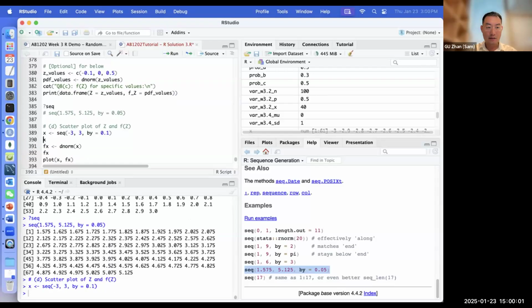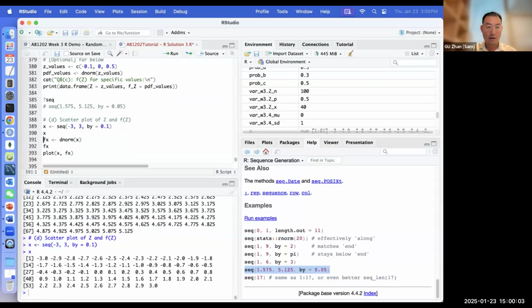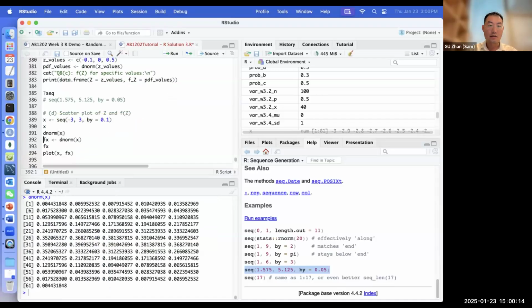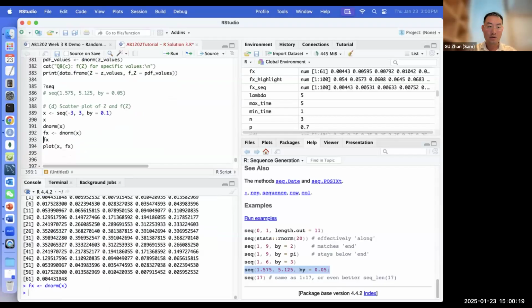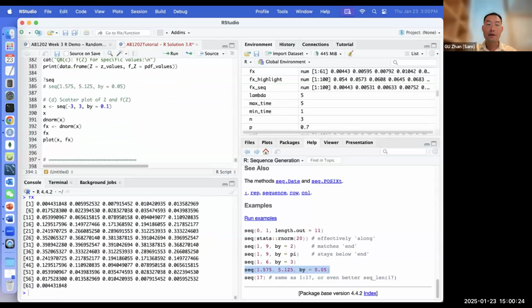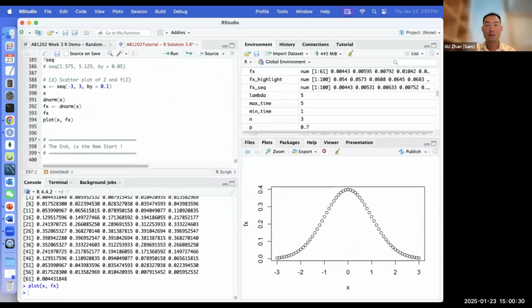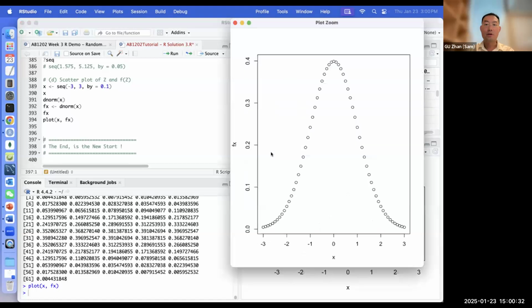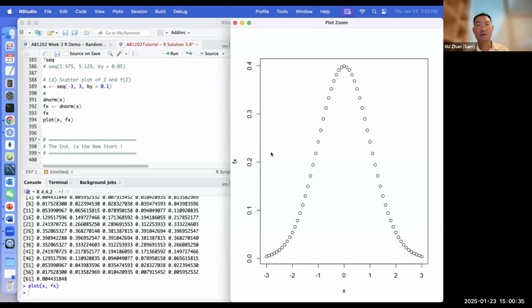Scatter plot: X is quite a number of values. So fx is d norm x. That's the probability density value for each of these x values. So you assign it to a variable fx. Then next is to plot, give the x value and y value. This is the one that we expect you to plot. This kind of straightforward plot you should be able to generate.